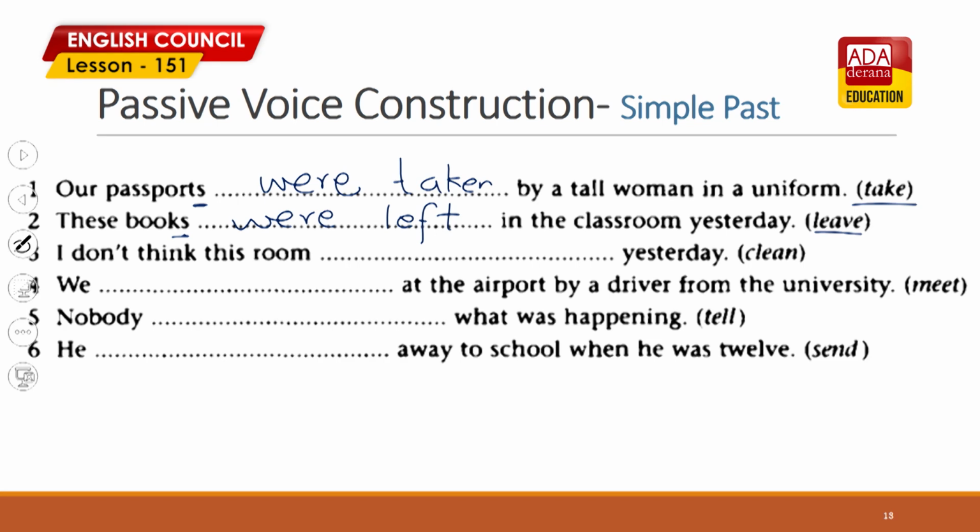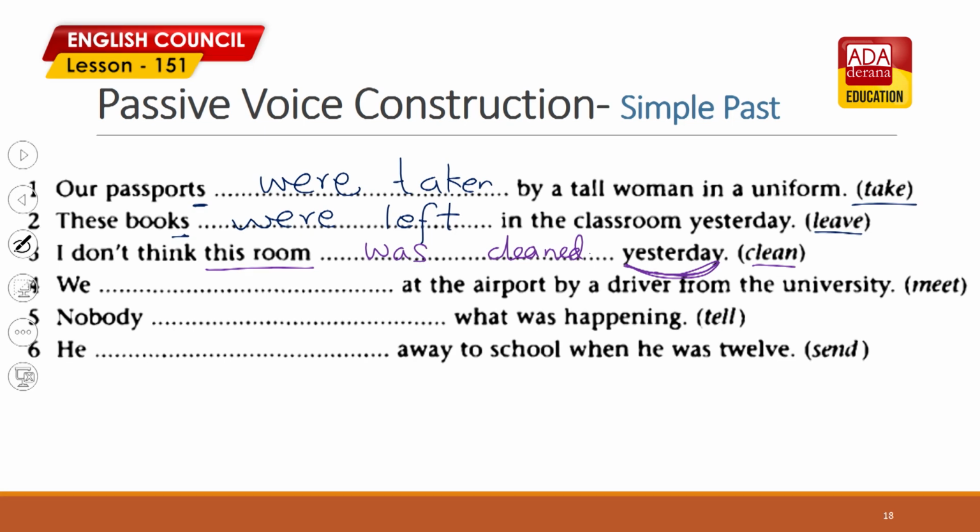I don't think this room blank yesterday. What is the verb? Clean. Cleaned. Because it says yesterday, so it's definitely past. So room, was or were? Was, because it's singular. I don't think this room was cleaned yesterday.